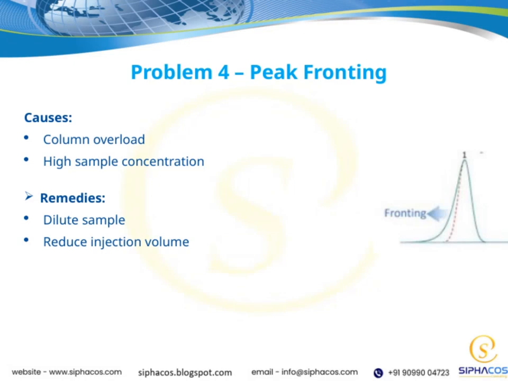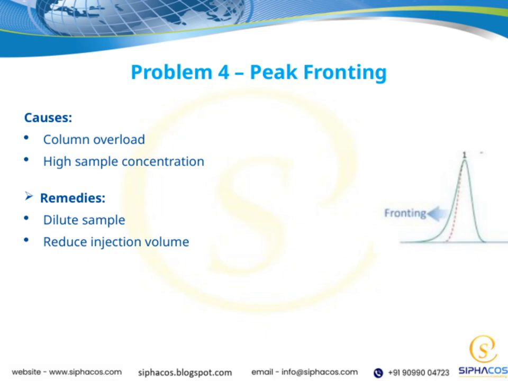All right, let's talk about problem 4, which is peak fronting. This is a common issue you might encounter in chromatography. The main causes of peak fronting are typically column overload and high sample concentration. When we overload the column, we push the sample beyond its capacity, which causes the peaks to front instead of being symmetrical. Similarly, if the sample concentration is too high, it can lead to the same problem because there's simply too much material being introduced at once.